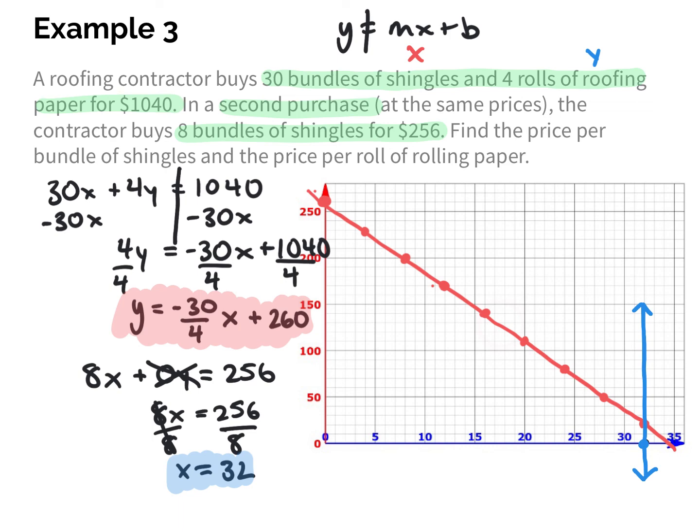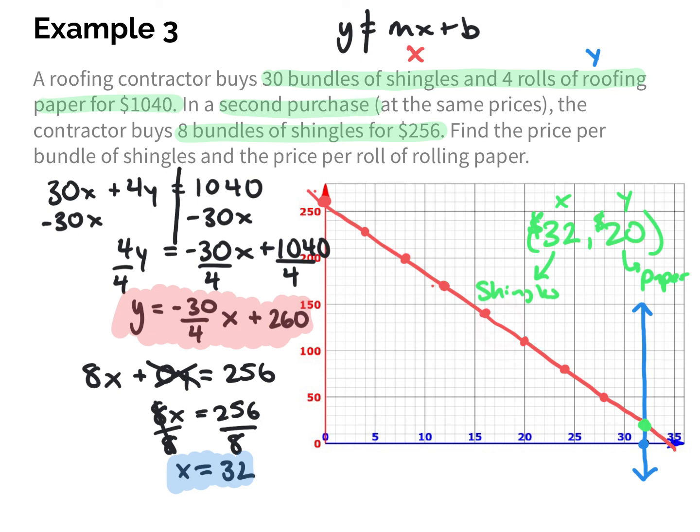So what does that mean then? Again, I'm trying to find the intersection point. Well, hey, the intersection point is right there. Now, that intersection point would have an x value of 32 and a y value, if I use my scale, it goes 2 boxes up, so that would be all the way over here. That would be 20. So my y value would be 20. So that's, again, my x and my y. So that means, in this case, my shingles would cost $32 each. In this case, the rolls of paper, I'll just say paper, it's going to cost $20 each.